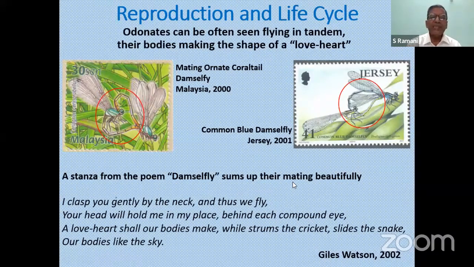And this particular stanza from a poem called Damselfly sums up their mating very, very beautifully. I clasp you gently by the neck and thus we fly. Your head will hold me in my place behind each compound eye. A love heart shall our bodies make while strums the cricket, slides the snake, our bodies like the sky. I like this poem a lot. It's a long poem actually, which has got other aspects also, but I just took this one stanza to show you how nicely the poet has used poetic language to talk about mating.